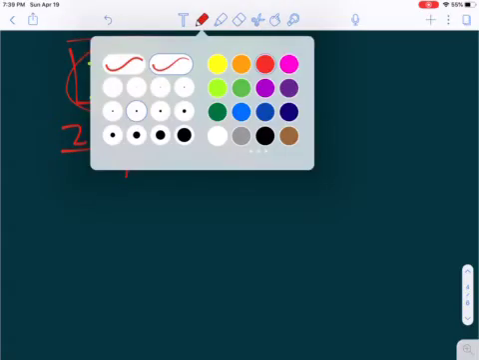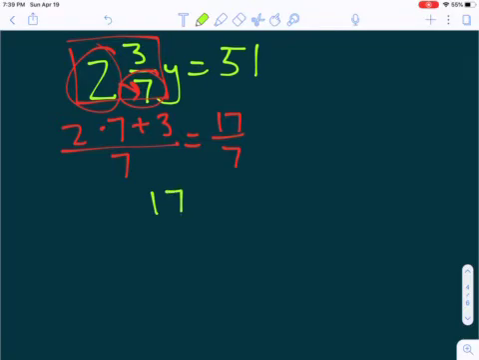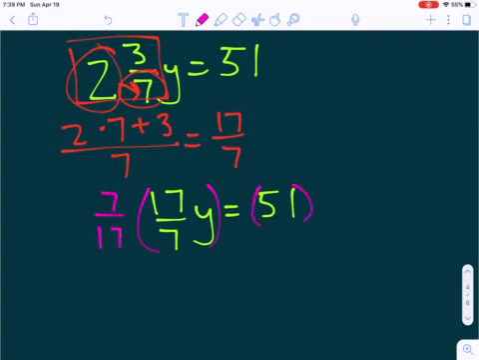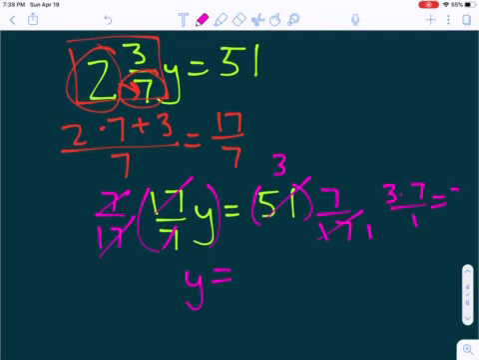So then let's rewrite this problem. You have 17/7 y equals 51. And then it just becomes like all the other problems, where we're going to multiply by the reciprocal, which is 7/17, and we're going to do the same thing over here. We're going to multiply by 7/17. And then when we simplify it, our 7's cancel, our 17's cancel. You get y over here. And then 17 goes into 51 3 times, and it goes into itself once. So then you're left with 3 times 7 over 1, which gives me 21.